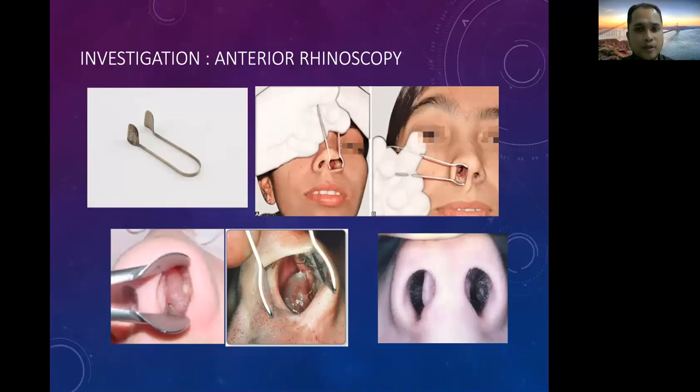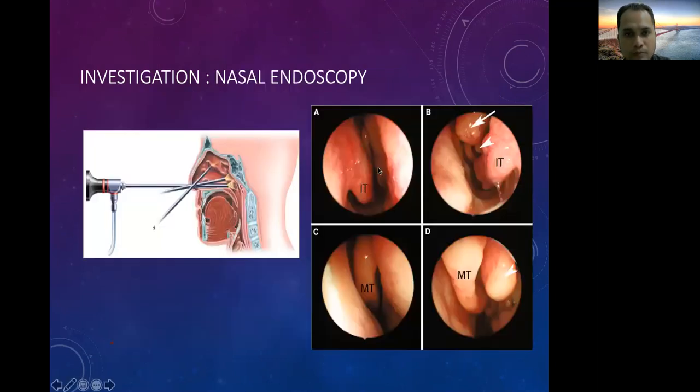So this is anterior rhinoscopy that has been done using a Thudichum speculum. Anterior rhinoscopy is aimed to visualize the anterior part of the nostril. By doing this procedure, we can see if there are any abnormalities pertaining to the septum, or if there is a mass that fills up the nasal cavity. We can also differentiate this mass from hypertrophy of the inferior turbinate.